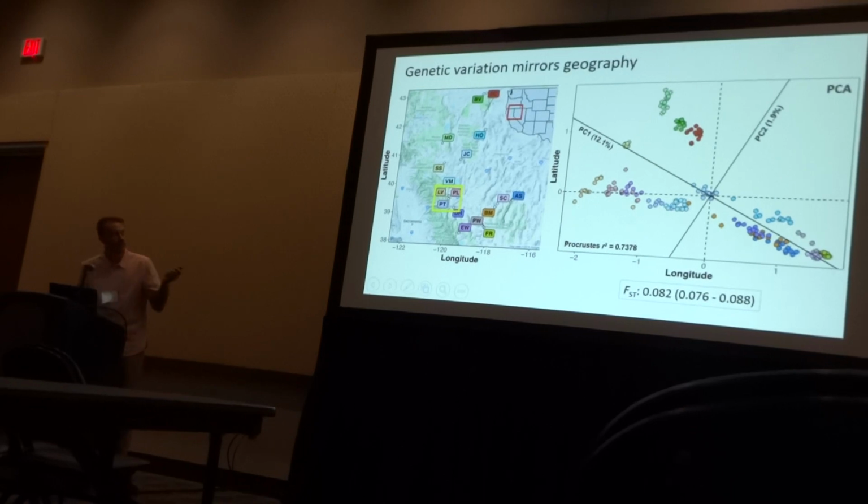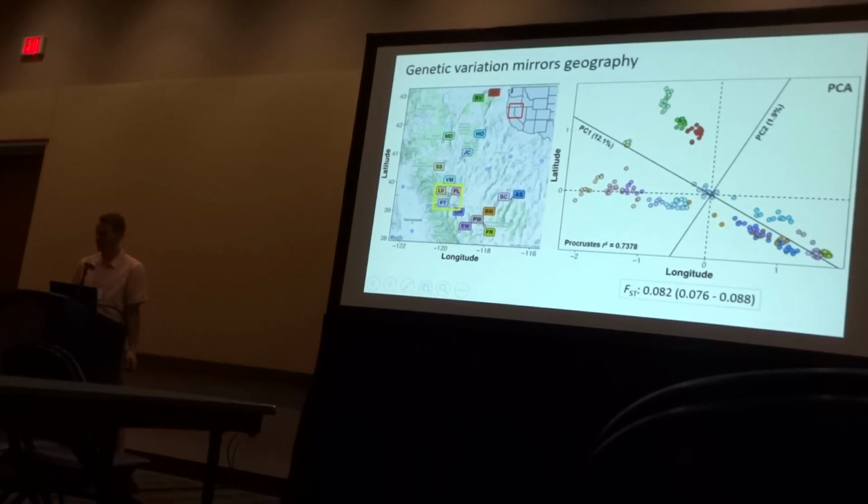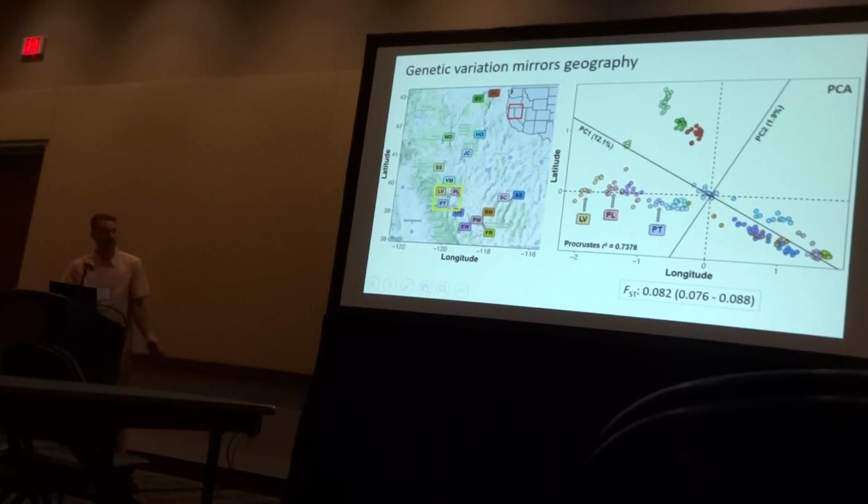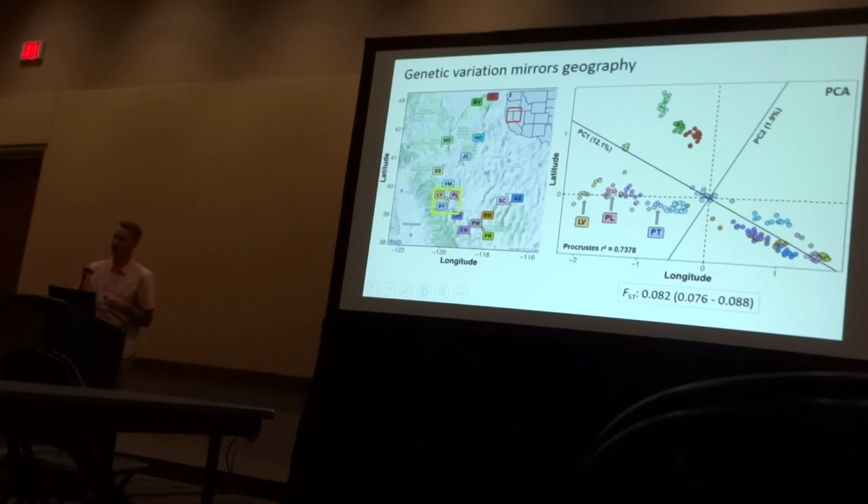Also, if you focus in, this is Reno, Nevada, where I live. These are all within 10 kilometers of my house. I can actually take my dog and walk from my house to where these were sampled. And here they are in principal component space. They are really tight, non-overlapping clusters in just a really short geographic space.